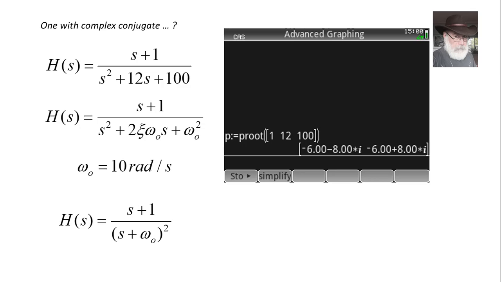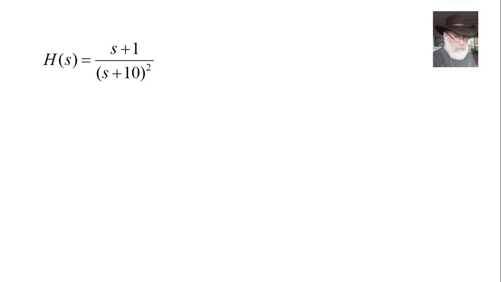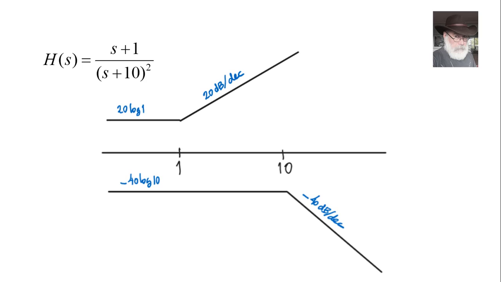So that is the function that we need to plot, or rather, for this specific case, this one, s plus 1 divided by the square of s plus 10. Let's do that. We begin, of course, with the amplitude. There are two terms there, one zero at 1 and a double pole at 10, and those are the contributions of both of them.